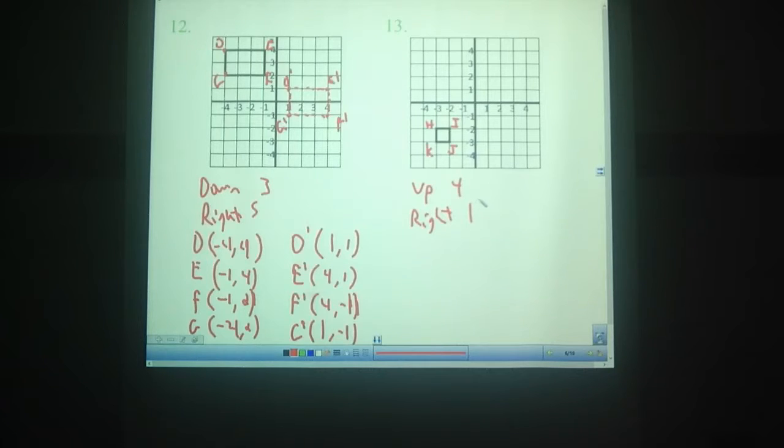So up 4, to the right 1. So to each point, if you did not get this one correct, try this one on your own now that I've shown you that method. Pause. So H goes up 1, 2, 3, 4, to the right 1, and we call that H prime. J up 1, 2, 3, 4, to the right 1.